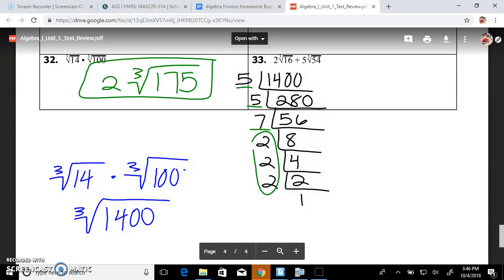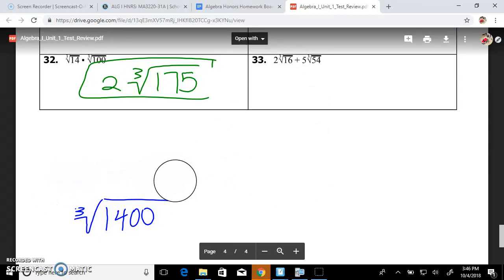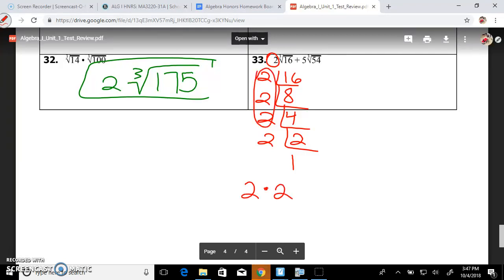That's it. Our very last one, we are adding things, so they need to have like terms. Can the cube root of 16 be simplified? Absolutely. So if we're looking at 2 cube root 16, 16 is 2 and 8, 2 and 4, 2, 2, 2, 1. I've got a 2 in the front, and then a group of 3 2's, leaving me with 2 times 2 cube root of 2, or 4 cube root 2.